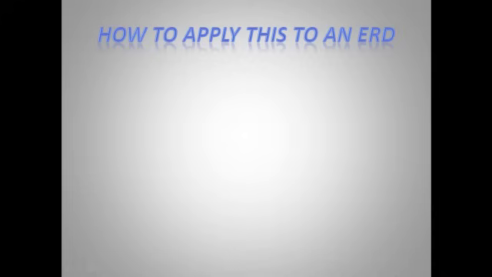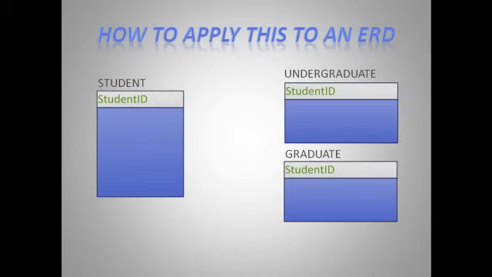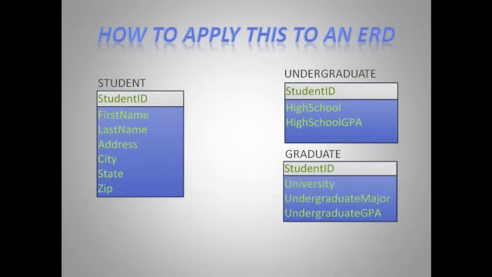We need to create 3 separate entities: students, undergraduate, and graduate. The student entity will hold the information that is common to both types of students, such as names, addresses, etc. The undergraduate entity will hold the data that is only applicable to undergraduate students, such as the high school they graduated from and their high school GPA. The graduate entity will hold the information that is only applicable to the graduate students, such as the undergraduate university, major, and undergraduate GPA. This will allow you to track information that is specific to a type of student without taking up extra space for the students this role doesn't apply to.